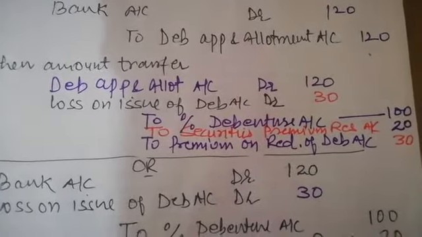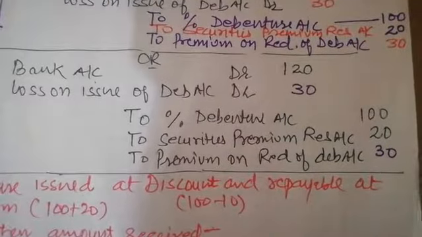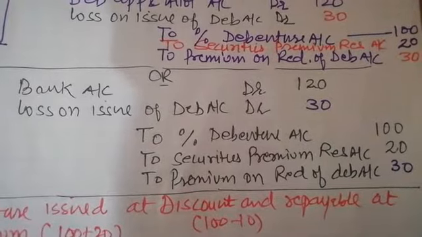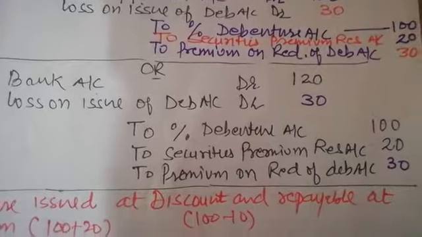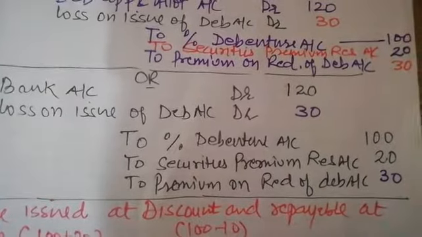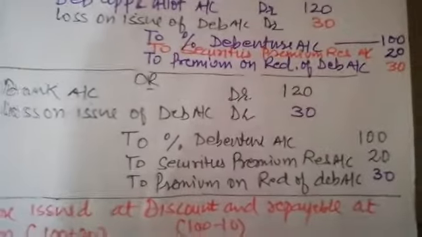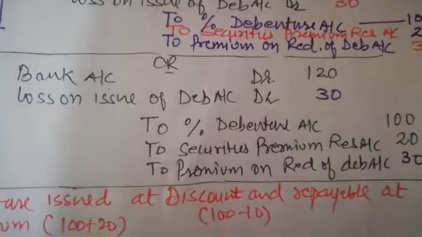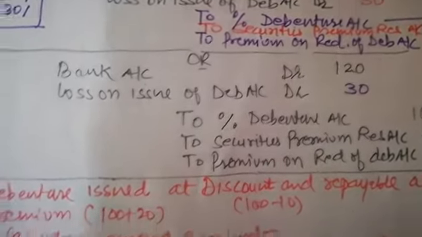So you will see this entry again, and the premium on redemption is written here in a different ink so you can understand easily. If we go with the single entry of this transaction, the journal entry is: Bank Account debit, Loss on Issue of Debentures Account debit, to 2% Debentures Account, to Securities Premium Reserve, to Premium on Redemption of Debentures. And here the amount is 120 in the bank, 100 in debentures, 20 securities premium, and 30 as premium on redemption of debentures, equal to the loss on issue of debentures.